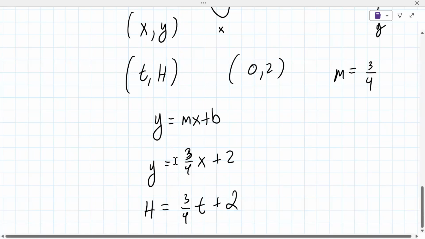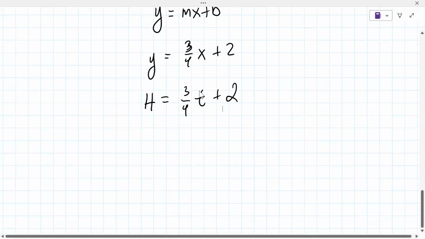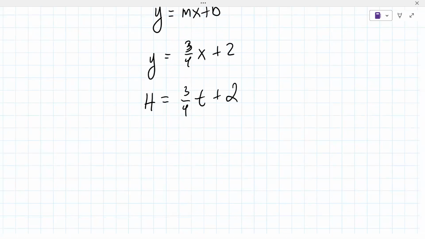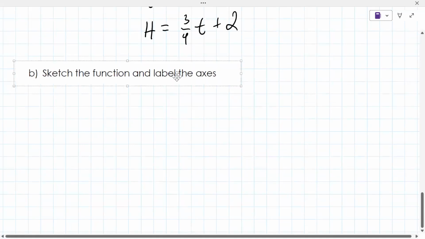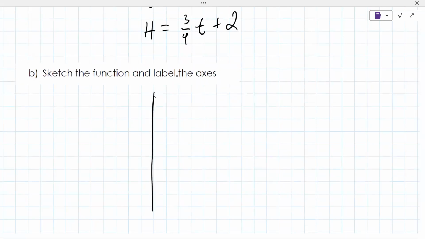Then, so now that's everything for part A. For part B, it's the graph. I don't know if you're using graph paper or not, but you gotta say, okay, that's 2, that's where it's starting. And then it's going up by 3/4. So 3/4 is hard to go up by.